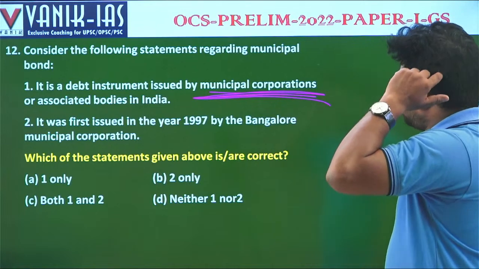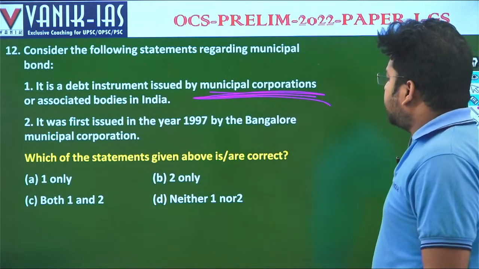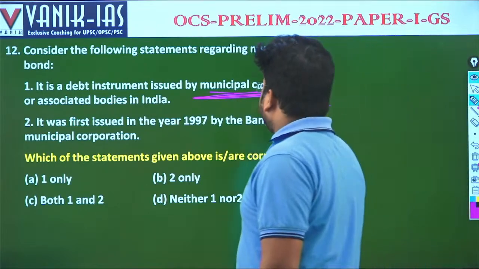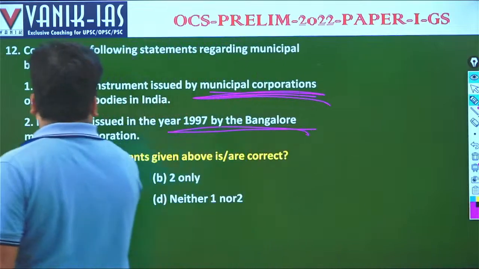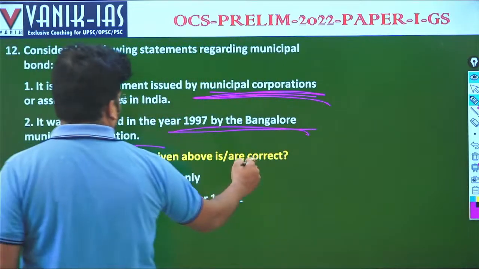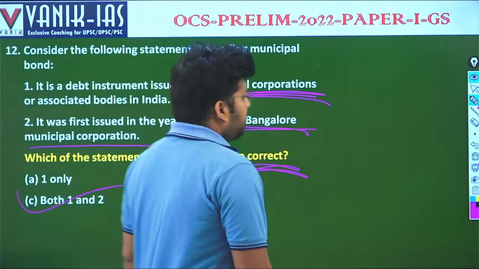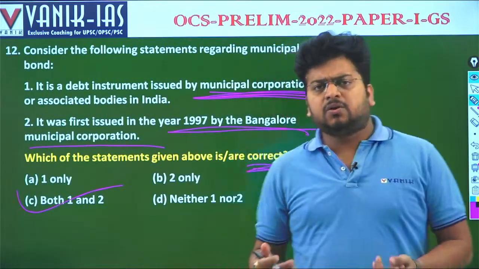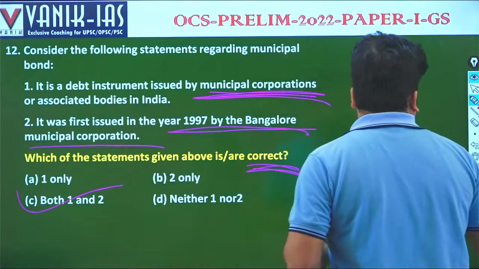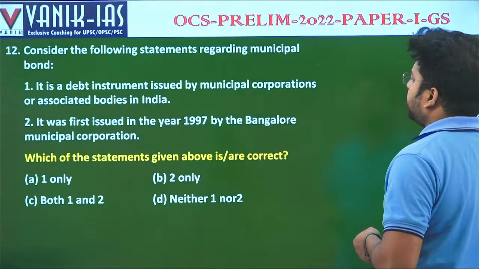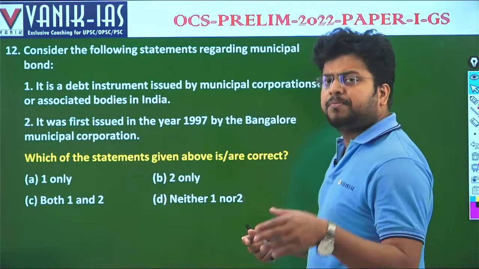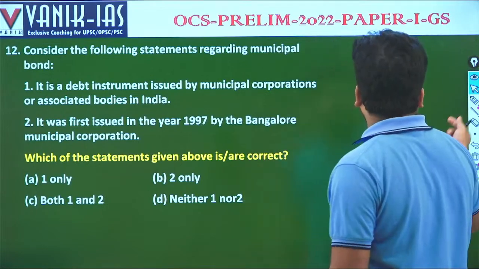It was first issued in the year 1997 by Bangalore Municipal Corporation. Yes, by Bangalore Municipal Corporation they started it first. So what is correct? Both 1 and 2 statements are correct. Municipal corporations generate their own revenue. Municipal bond for development. Bond means, what do you mean by bond?